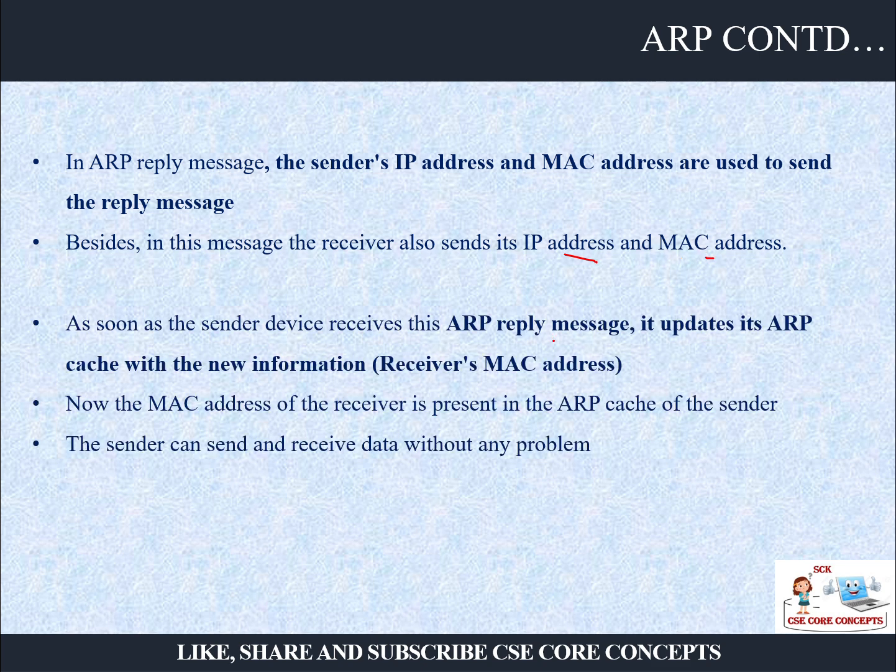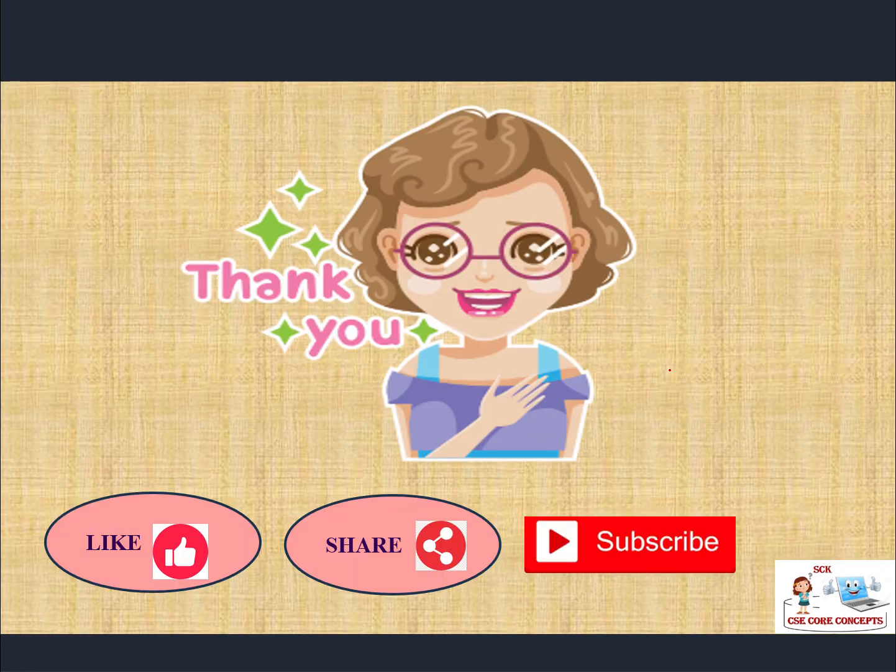As soon as the sender device receives this reply message, it will update the cache with the new information, that is, the MAC address. So next time when it wants to send a message to the same receiver, it can easily find the address from the cache instead of again sending a message and getting a reply. So this is the working of ARP, that is, Address Resolution Protocol. I hope you understood this.